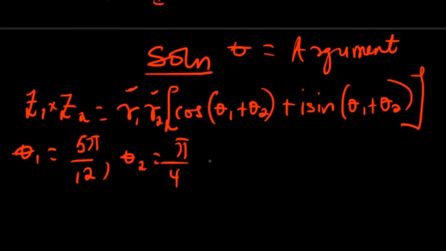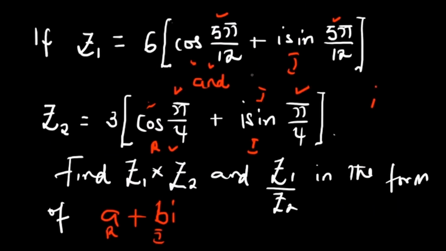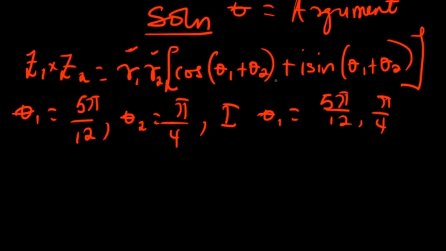And then for the imaginary part, our theta 1 for the imaginary part is also 5 pi over 12, and for the other imaginary part, it's still pi over 4. You can see it here. So the imaginary part is pi over 4, and the imaginary part for the first one is also 5 pi over 12. So let's plug them in and start solving.